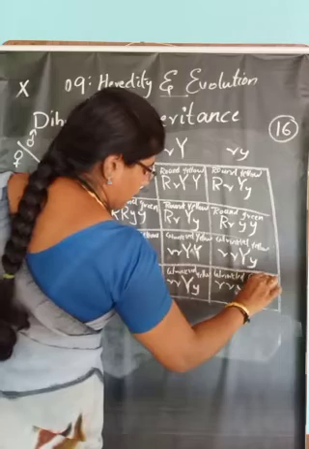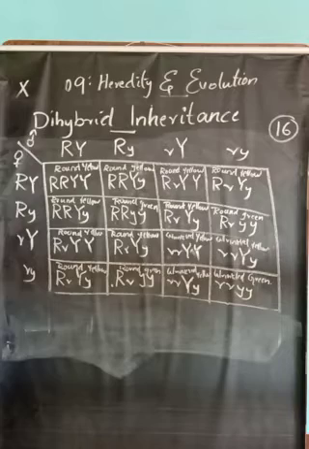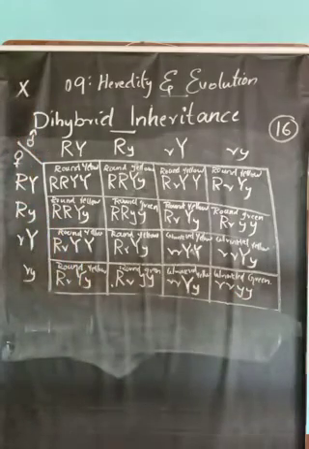Why? Because there is no dominant gene of each shape, that is round as well as yellow. There is no single factor for each dominant gene. So it will be expressed as wrinkled yellow. That is the recessive trait, wrinkled yellow.